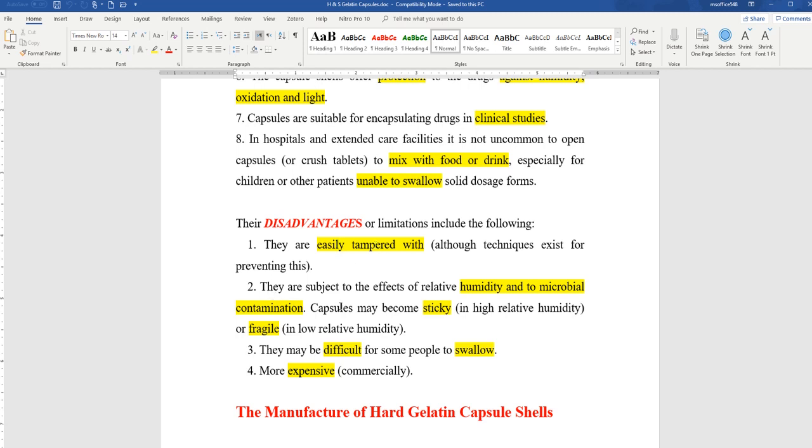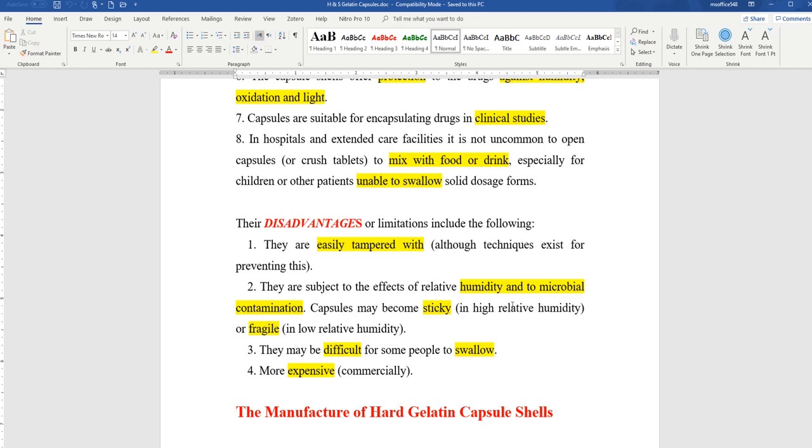The other disadvantage which I told you about is that it's affected very quickly and easily with humidity in the environment. So if there is high humidity, what happens to the capsule shell? They will absorb moisture from the environment. When you have moisture from the environment, the capsule will become sticky. Okay, they will stick with each other. They will become sticky when you handle them. Not only that, but also microbial contamination will grow in these capsules.